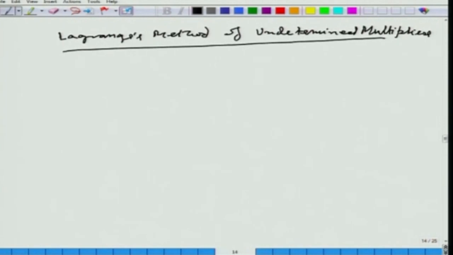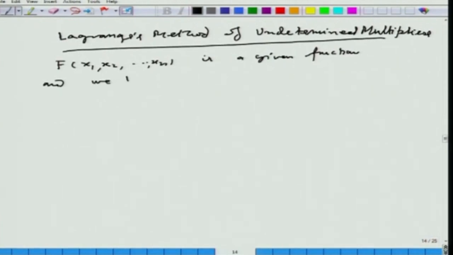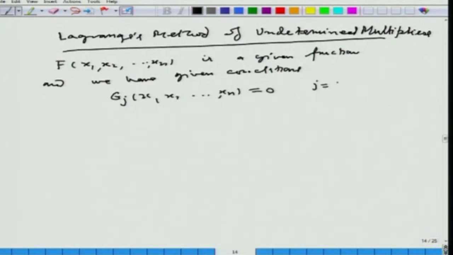Here in this case, we have a function f of several variables x_1, x_2, ..., x_n, which is a given function. And we have conditions g_j(x_1, x_2, ..., x_n) = 0, j from 1, 2 to m. So, there are m conditions, and these variables x_1, x_2, ..., x_n are supposed to satisfy these m conditions.